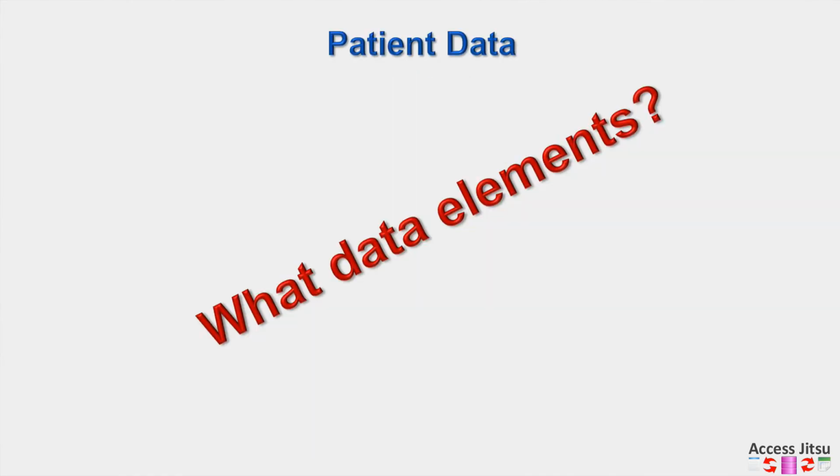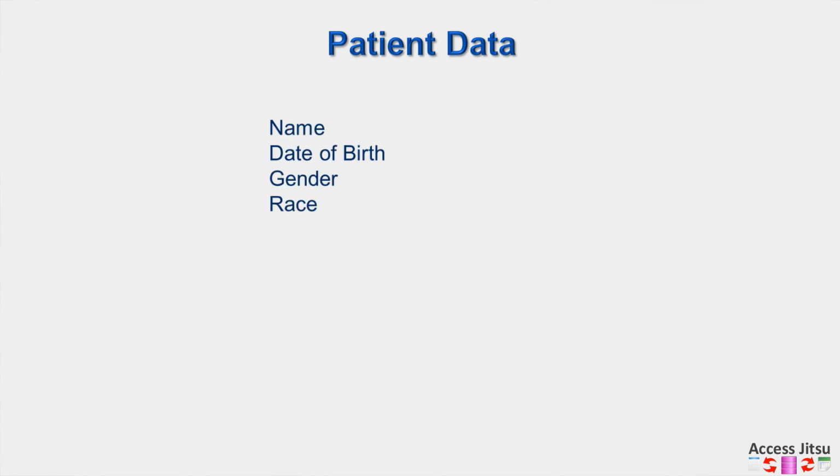If you're trying to decide how to arrange the data in your database, try to limit yourself to describing a single thing in a single table. Decide on a purpose for a table. My patient table is going to describe static information about a person, such as name, date of birth, gender, and race.